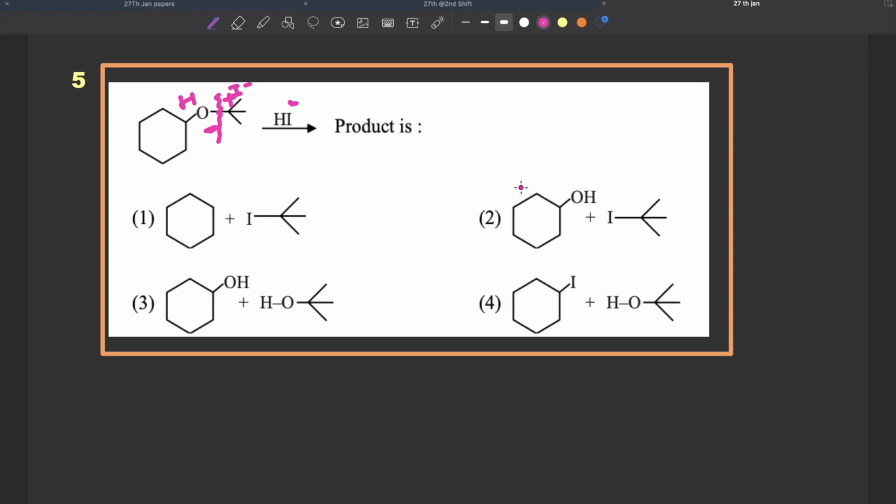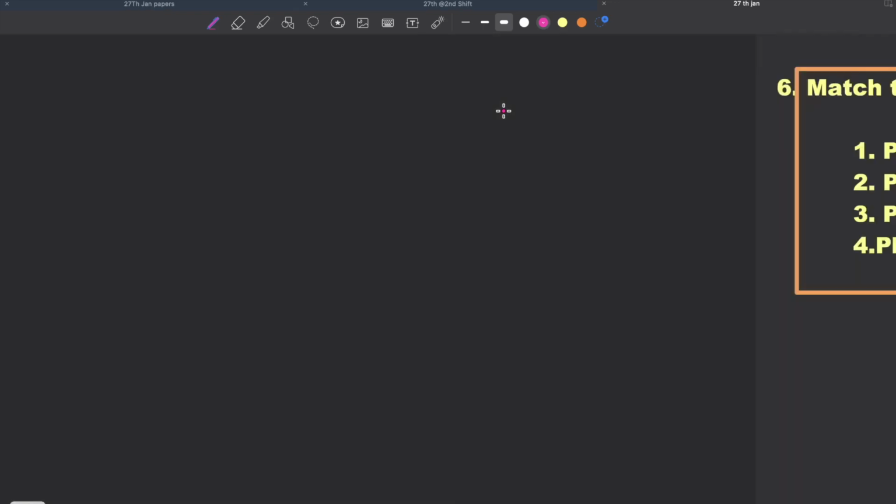So that's why we get the second option. So cyclohexanol plus tertiary butyl iodide are the products in this fifth question. Pretty easy question. We were expecting the benzene. We are not sure whether these questions are memory based, whether the benzene is there or not, but the answer is going to be the fifth one.